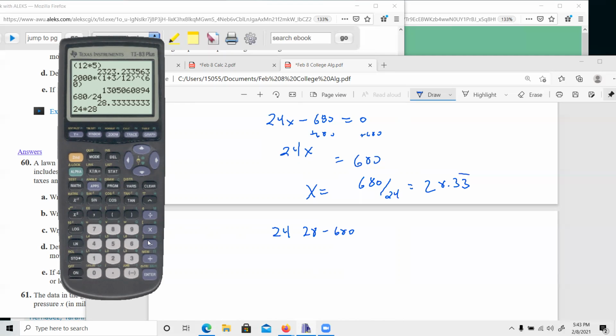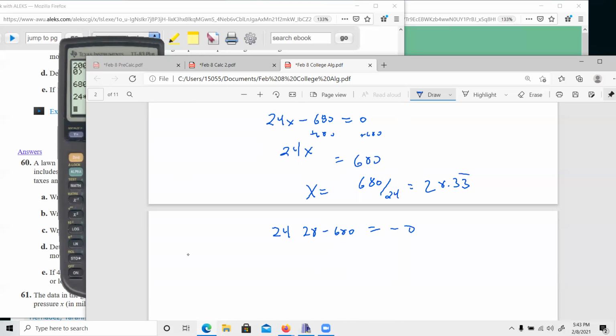28 minus 680. Yeah, we lost money. But put 25 in and we're going to make money. So not much, but you know, it's something, right? 24 times... I want 28 lawns. What am I saying?